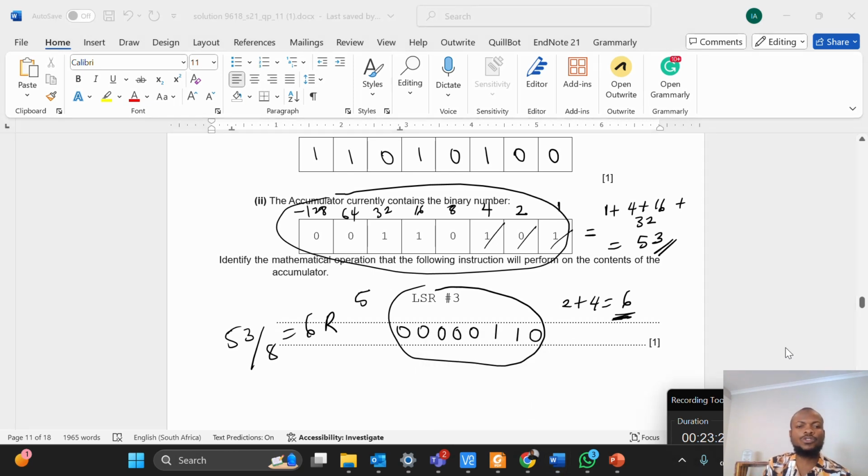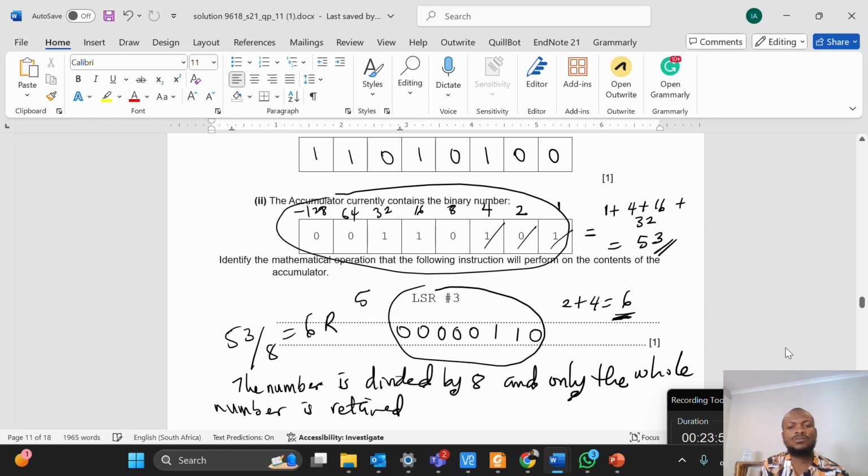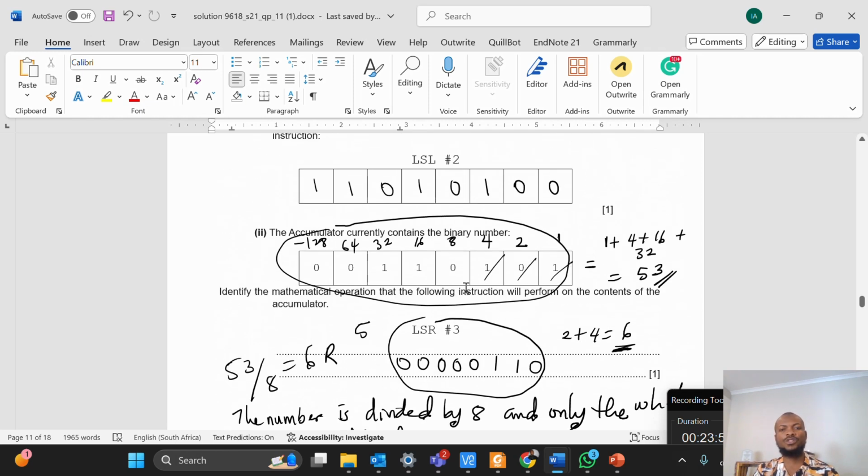So to answer this question, you just write the number is divided by 8 and only the whole number is retained. Is this understood? Okay, good. So that is the end of this question.